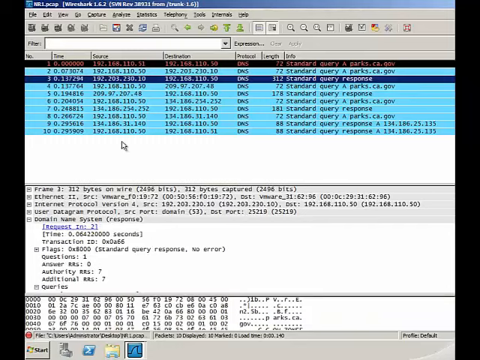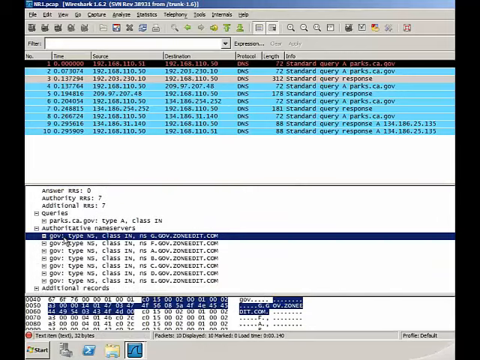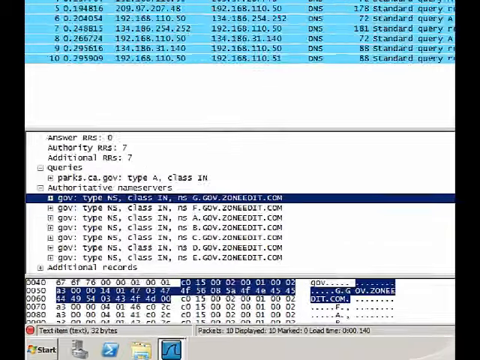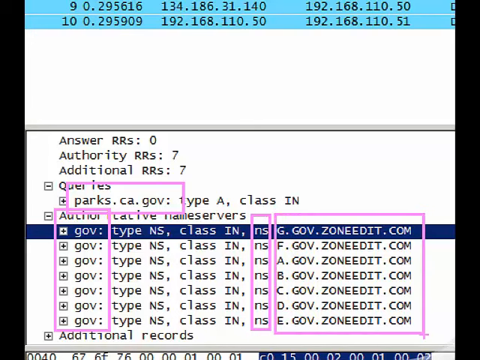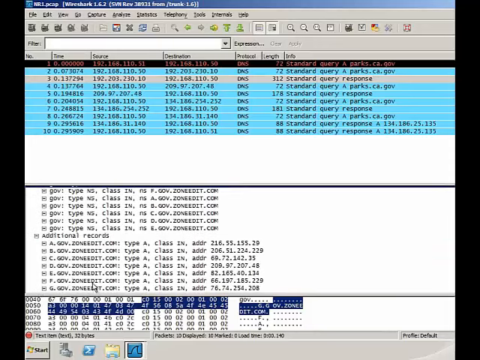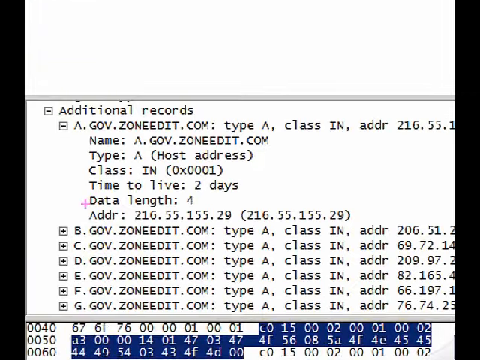In the third line, one of the root name servers responded and said, basically, I don't know where parks.ca.gov is, but here are all the authoritative name servers for .gov. And you can see there the name server type records, and here are the locations of those name servers. It also includes the additional records of all of those name servers and their IP addresses. So we can see that is one of the name servers for the .gov namespace. We also see its TTL is listed as 2 days.